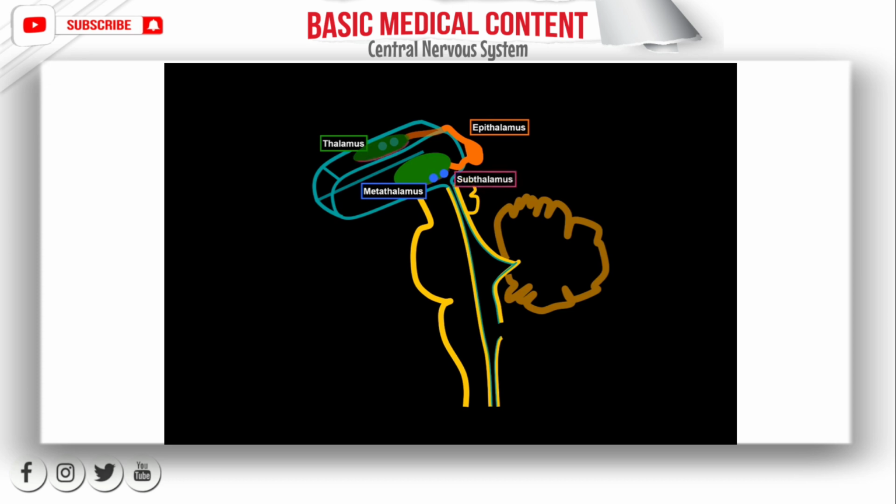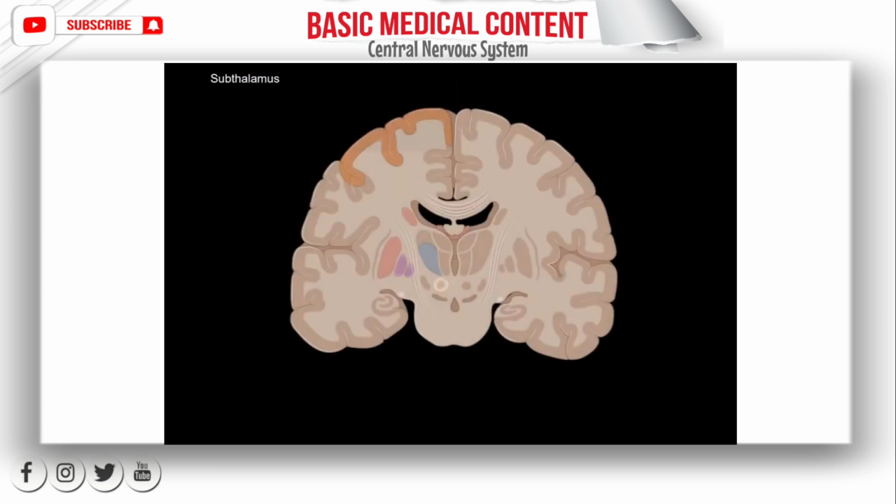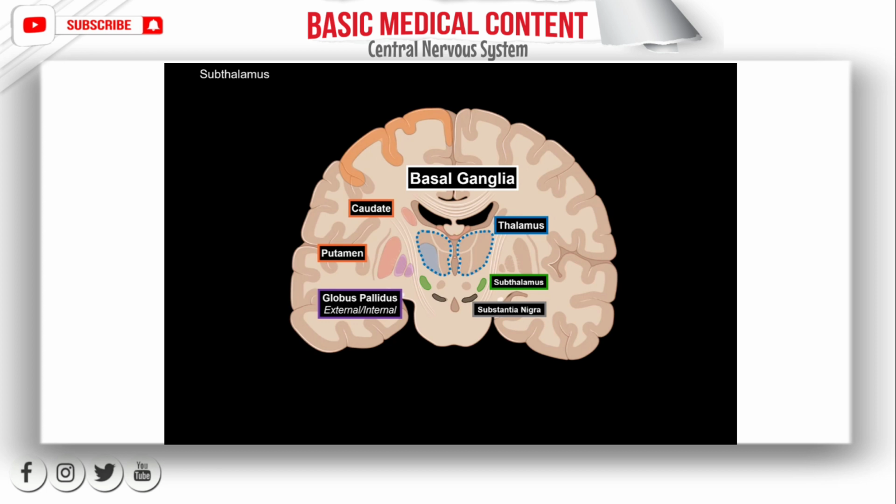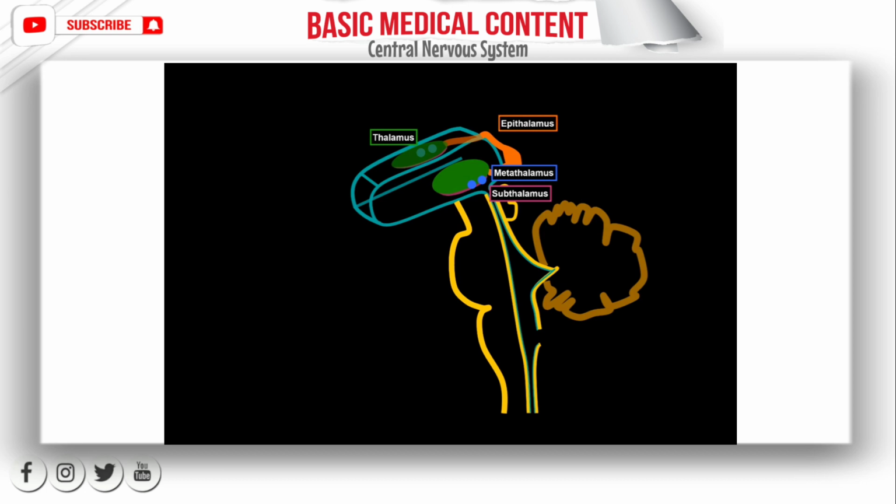Next, let's do the subthalamus. They're called subthalamus, so under the thalamus. So here's the thalamus, here's the subthalamus, or the subthalamic nuclei. The subthalamus is essentially part of the basal ganglia. So all the other structures of the basal ganglia will work together with the subthalamus to help start movement, stop movement, and coordinate voluntary movements. So that is all I had for the anatomy of the subthalamus.